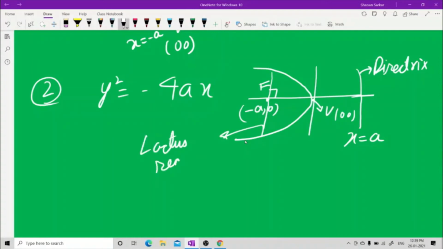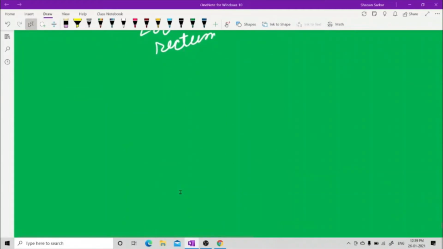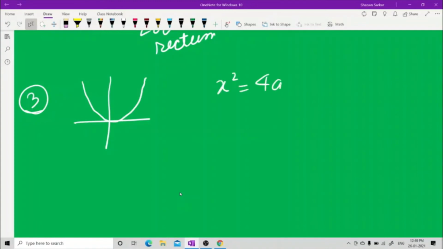Latus rectum is from some Greek language. Now this is the introduction to another type of parabola, the third type. The third type goes this way. This equation is x square equals 4ay.